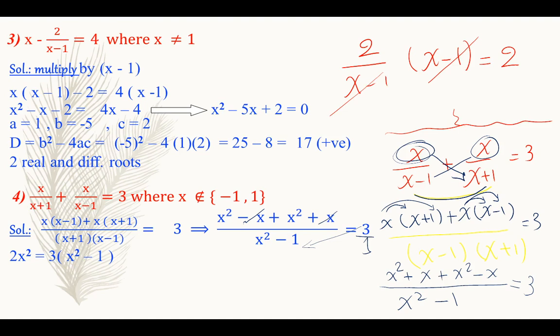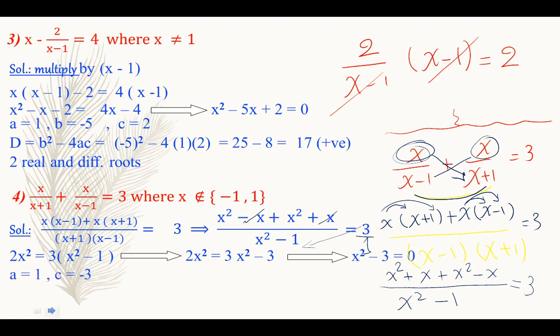Distribute 3 over the two terms of the bracket. It will be 2x squared equals 3x squared minus 3. Now we want to put it in the standard form of the quadratic equation, so 2x squared will go to the other side. The result will be x squared minus 3 equals 0.